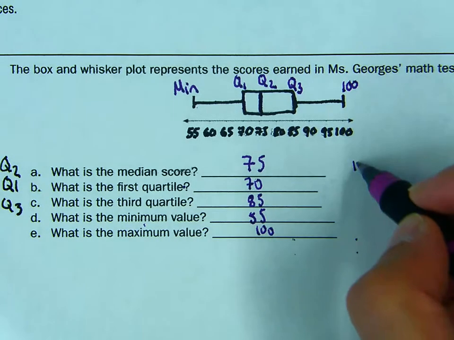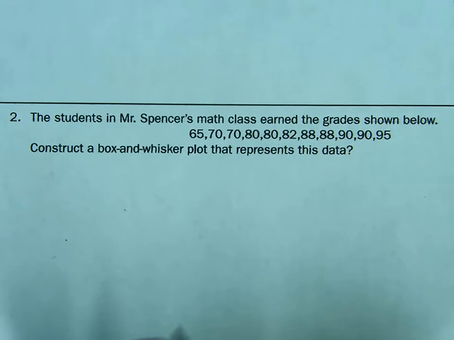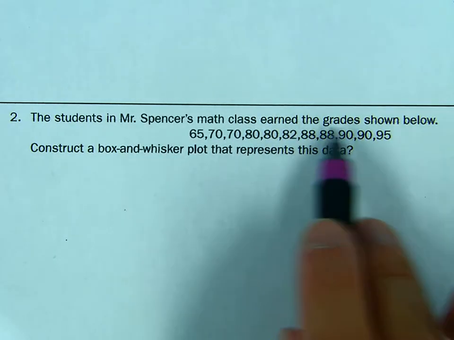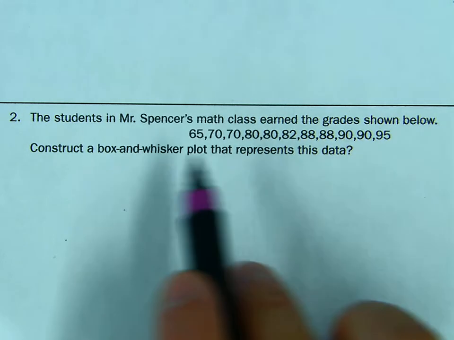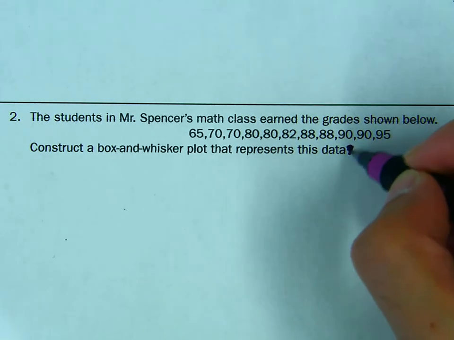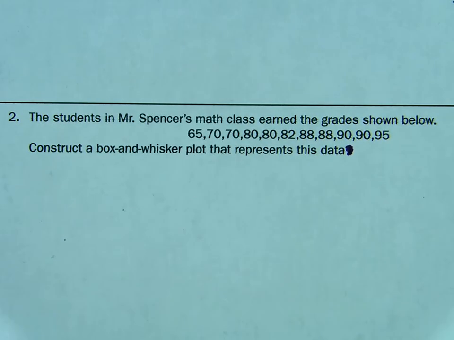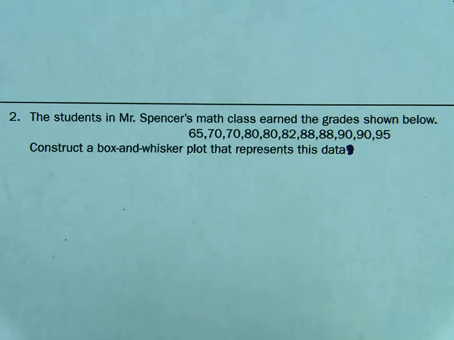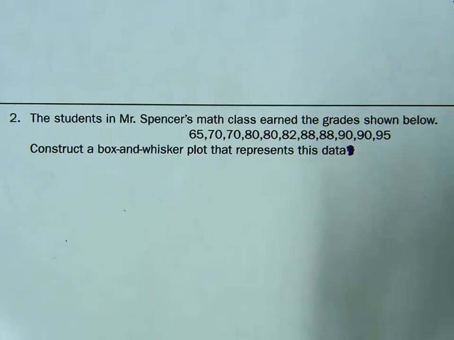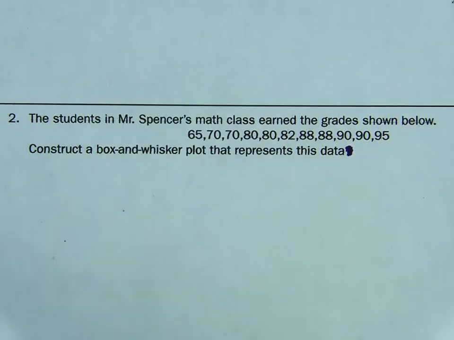All right, let's continue. Now, what do we need to do for this question? It's saying the students in Mr. Spencer's math class earn the grades below. Construct a box and whisker plot that represents this data. Why there's a question mark there, I don't know. But can you find these values? What should we do? How would we be able to do this?